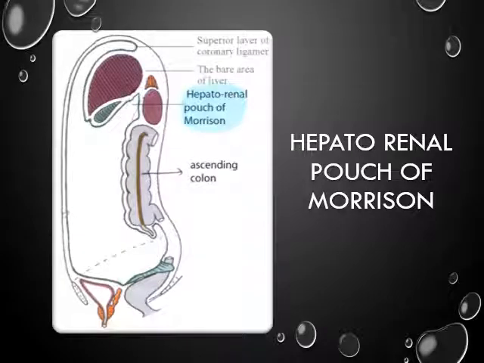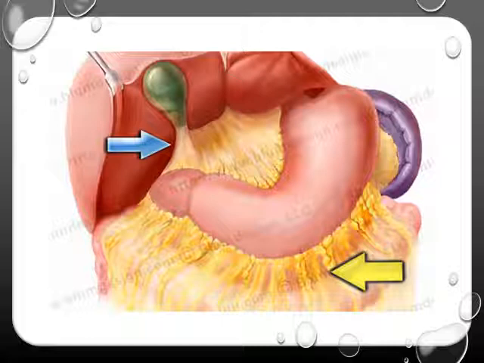Now once again, hepatorenal pouch of Morrison. So here once again look at the whole thing, the covering of the whole liver, and then the peritoneum is descending downwards, covering the anterior surface of the right kidney. The depression here is the hepatorenal pouch of Morrison. Now let us move a little bit more onto the left side.